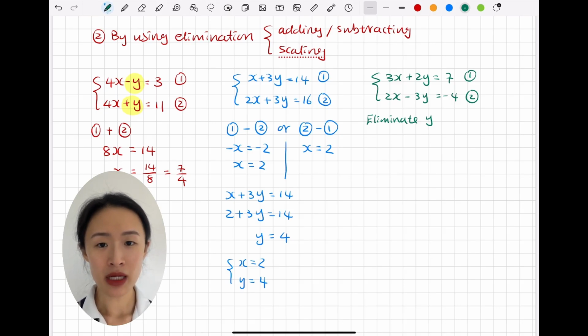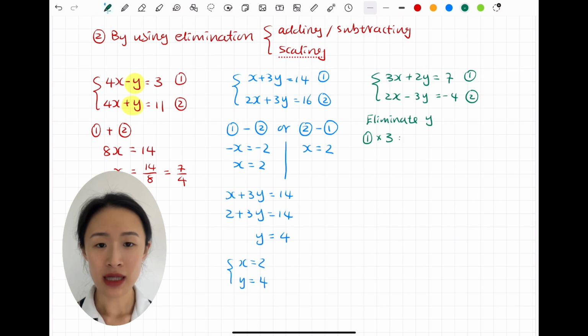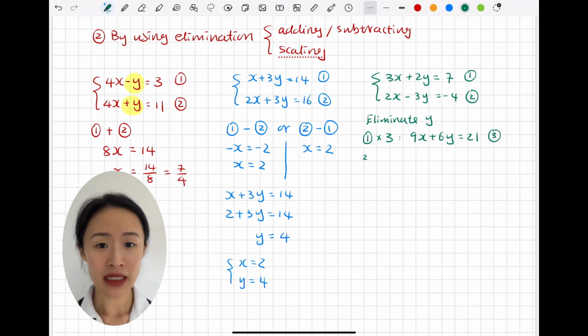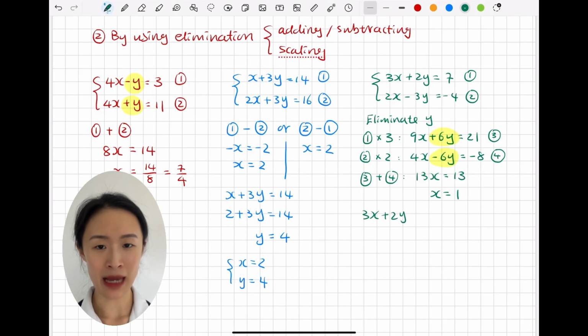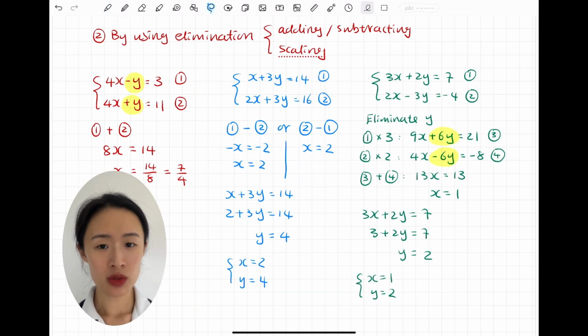What I do is I multiply 1 by 3, so that will give me 9x plus 6y is 21, and I'll call that equation 3. I'll multiply the second equation by 2. I will have 4x take away 6y, that is equal to negative 8. I'll call that equation 4. I can see that I have 6y and a negative 6y because they are opposite sign. I'm going to add them together. 3 add 4, I'll have 13x equal to 13. x is going to be 1. And then I'll just simply substitute that back into any one of the equations to work out y, and y is 2.